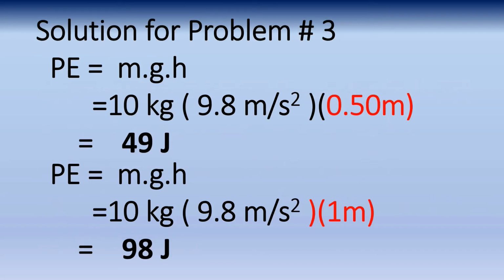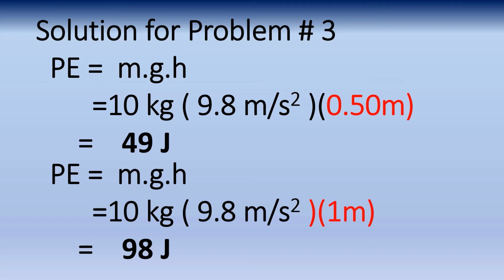Okay, solution. The givens are 10 kilograms, that's the mass, and 0.50 meter, that's the height. Write the equation. The equation for potential energy is mgh. So substitute the value of mass, 10 kilograms, the value of gravity, 9.8 meters per second squared, and the value of height, 0.50 meter. You multiply 10 kilograms times 9.8 meters per second squared times 0.50 meter. The answer is 49 J, or joules.